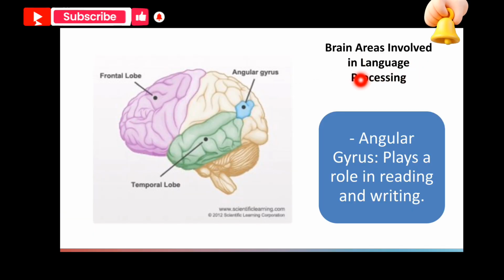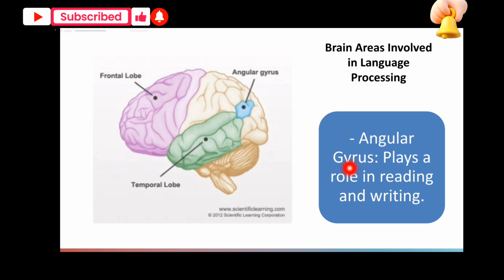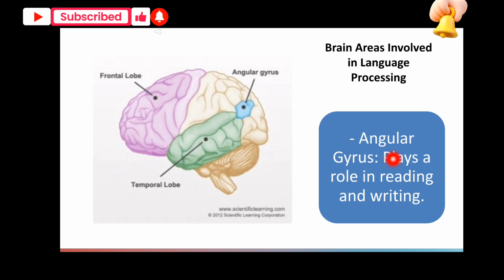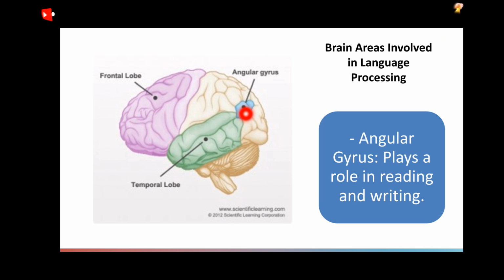Now, another brain area involved in language processing is called the angular gyrus. The angular gyrus plays a role in reading and writing. So this is another part of your brain which is involved when you read and write. If this part is working properly, you will be able to read and write. And if the angular gyrus is damaged, you will have problems in reading and writing.